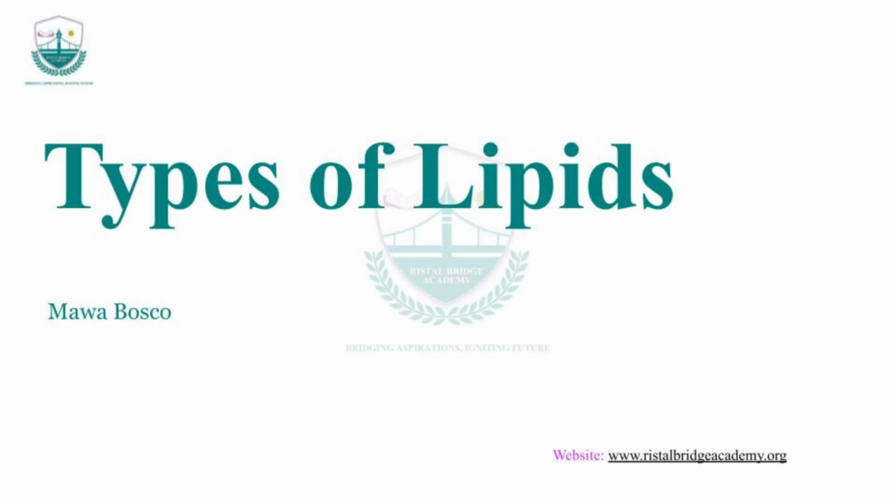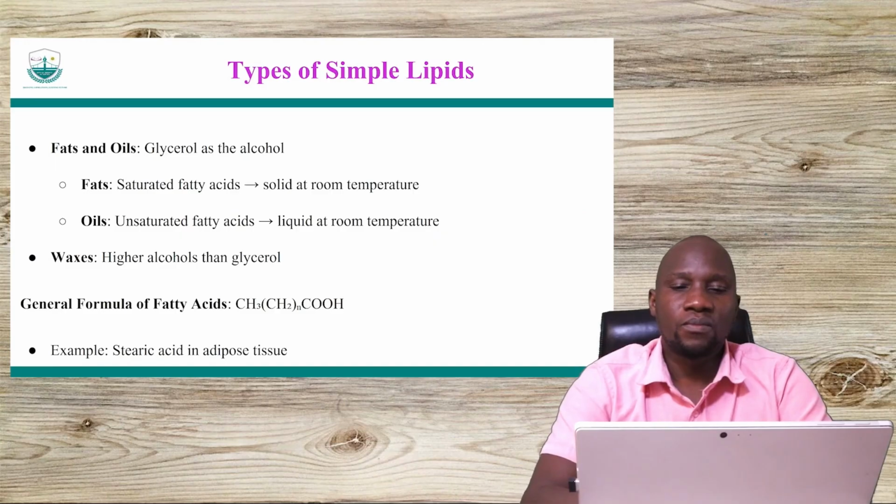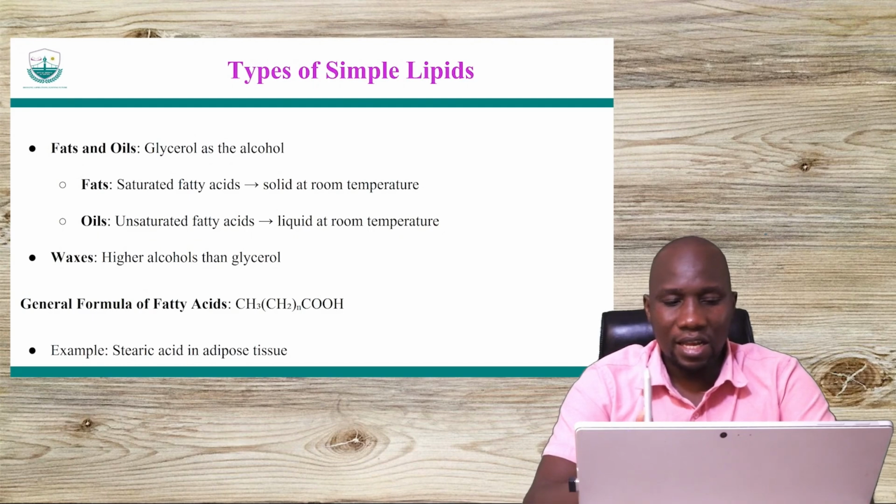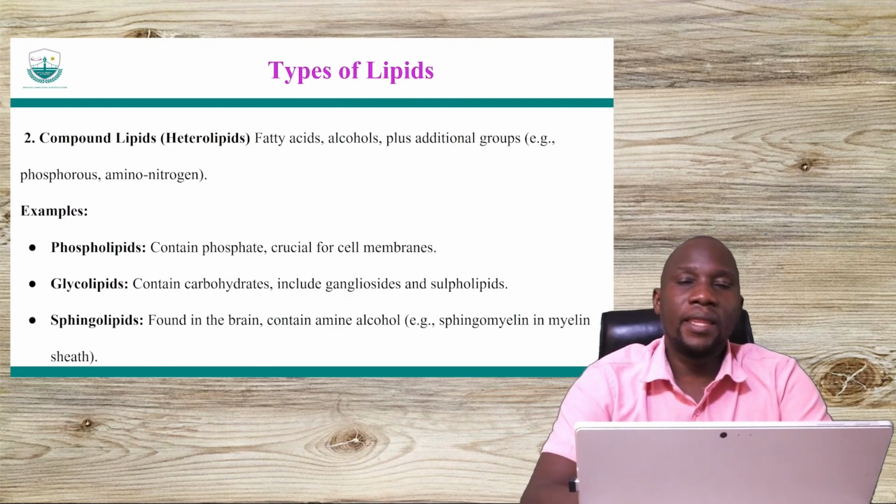So the examples of the simple lipids, like I said, are fats and oils. We have waxes and many other types, by the way. This is not to say that these are the only fatty acids that you have. Okay, then we have the second type.